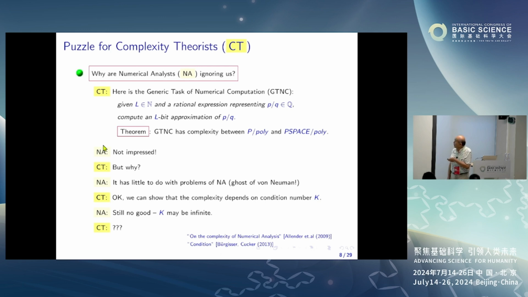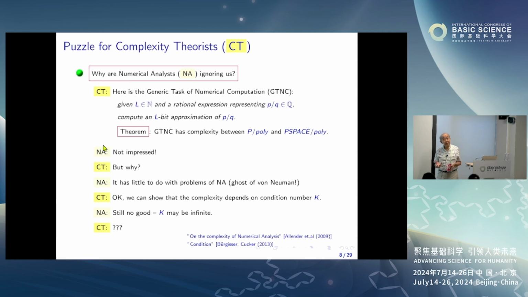It's amazing. The numerical analyst says, I'm not impressed. That's not our problem. But why? It has little to do with the problems of numerical analysis. Ghost of von Neumann. Remember the quote I gave of von Neumann? That's exactly what they're saying. Okay, we can show you that complexity depends on the condition number K.